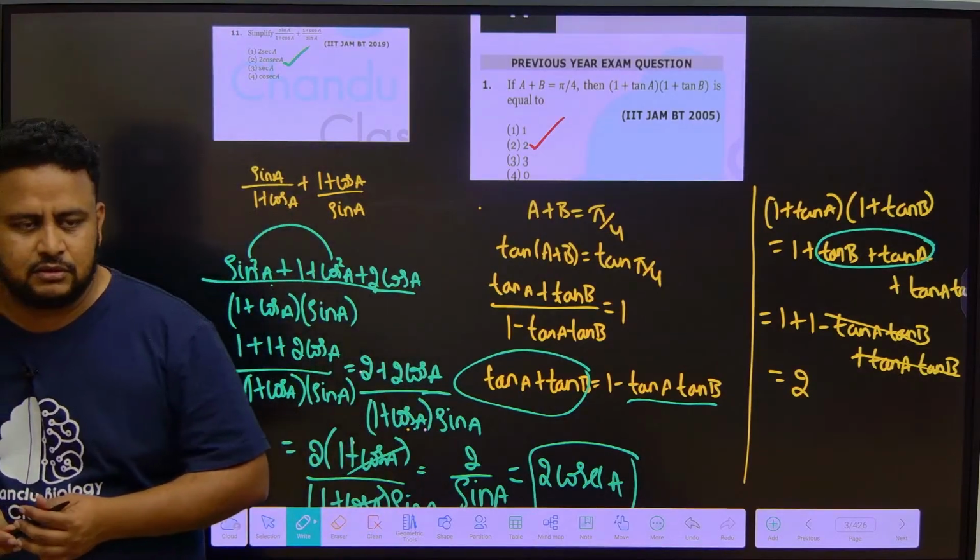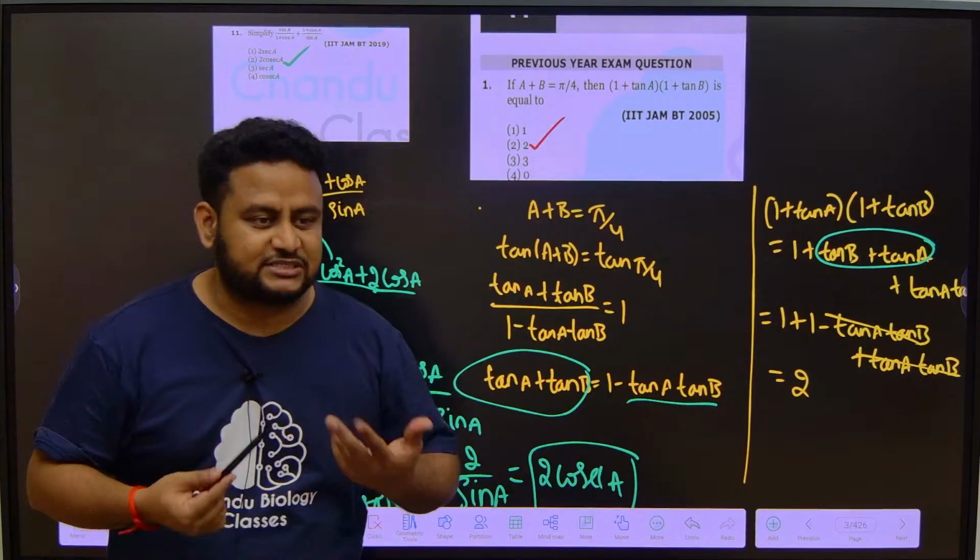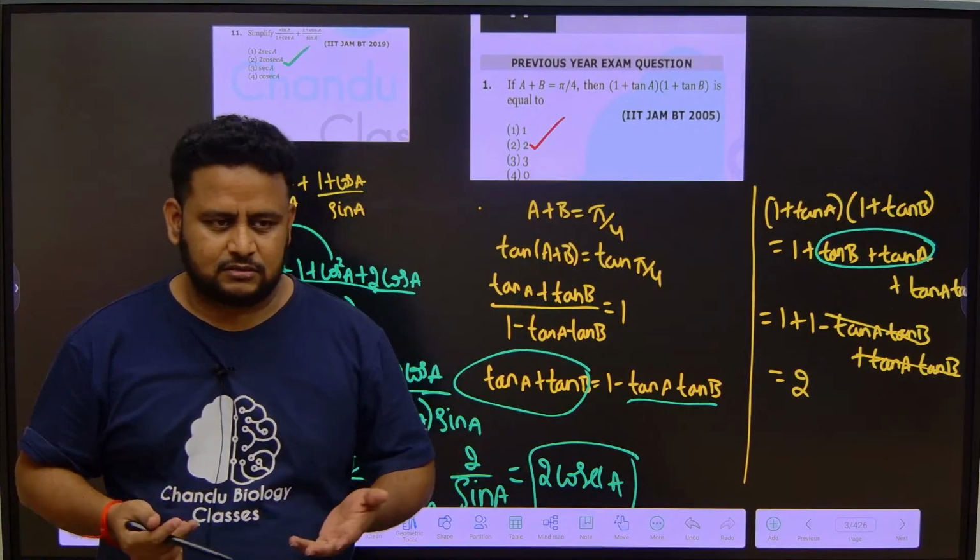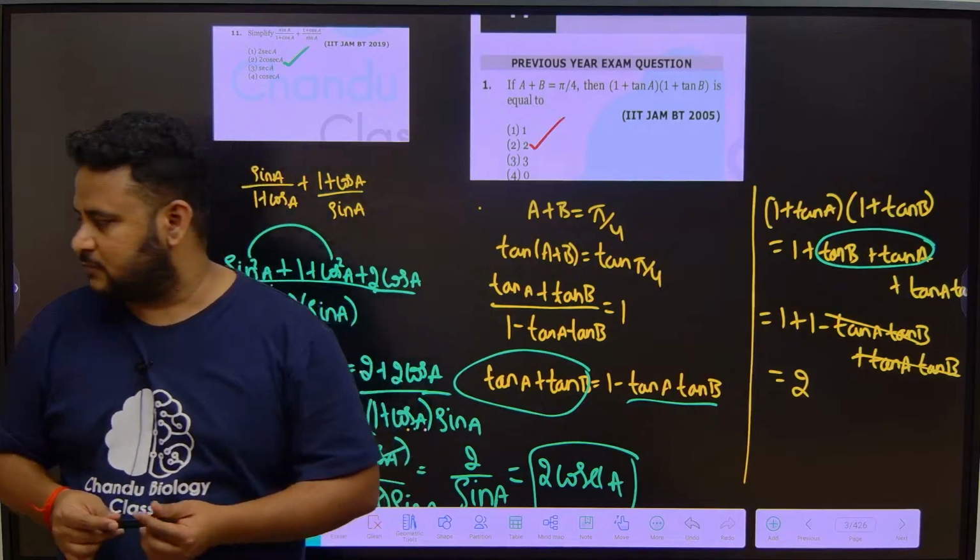1 by cos A is secant A. 1 by sin A is cosecant A. That's it. 1 by tan A is cot A and 1 by cot A is tan A. That's it. Okay.